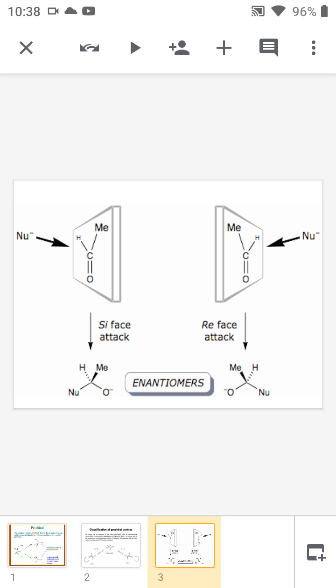Then we have another term, that is Si and Re. See here, this is a carbonyl aldehyde group, and if the nucleophile attacks from the right hand side and we get the R configuration as the product, then we call that face of attack of the nucleophile the Re face. Then if the nucleophile attacks from the left hand side and the resulting product is the S variety, then we call this face of the carbonyl group the Si face.